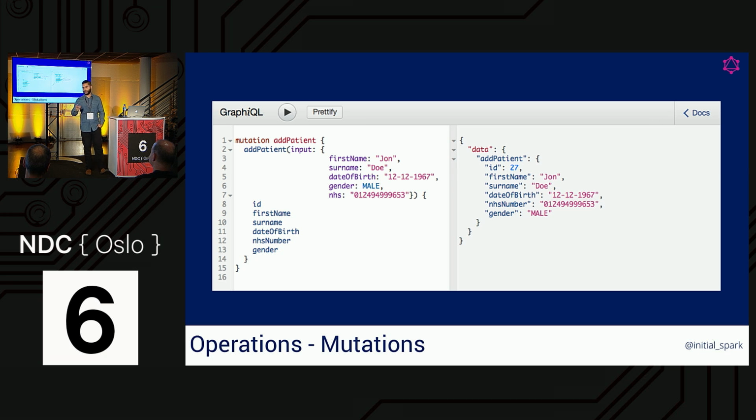Mutations always have to return something. They have to return a type. So in this scenario, they're returning the patient that we just added to the system. And that's useful for when you're doing any further pre-processing.